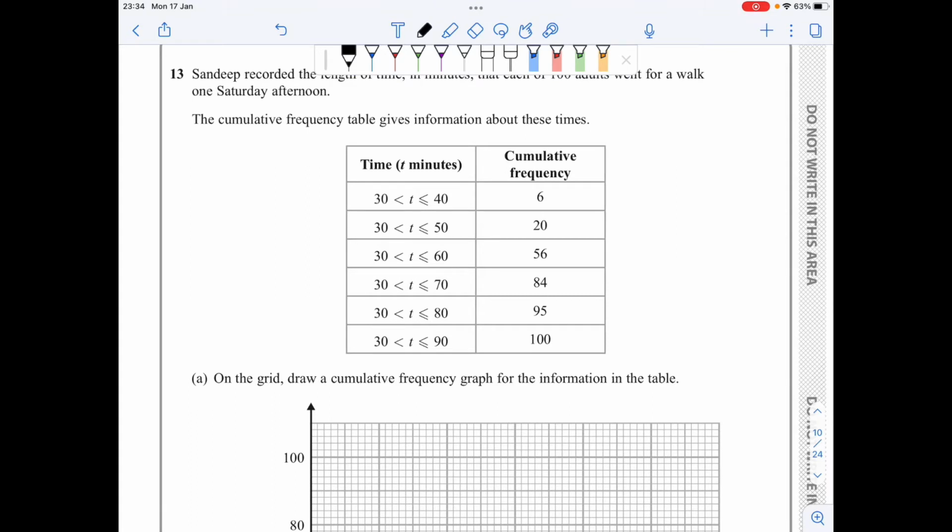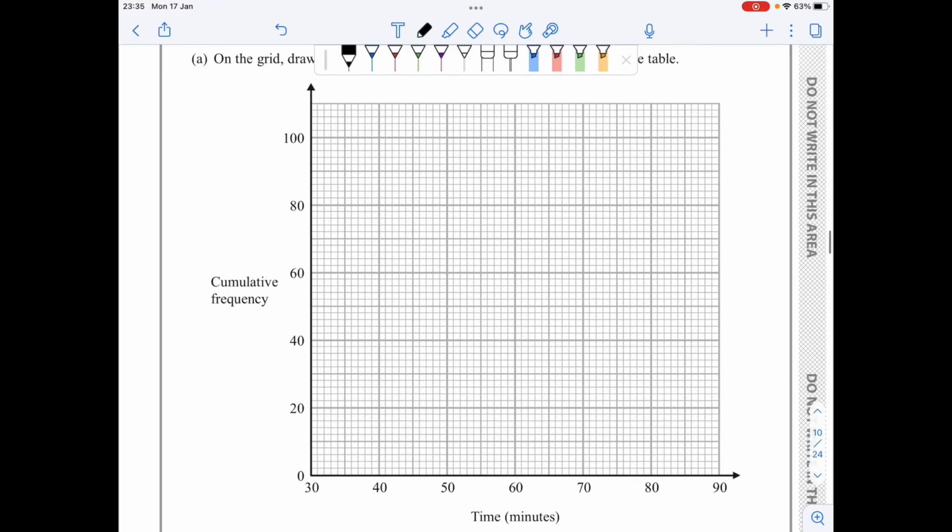For question 13, I need to draw a cumulative frequency graph for this information. Note that this will be my x coordinates, and the cumulative frequency will be the y coordinates. I'll need to start from the lower bound of the smaller category, from 30. So this is how my graph will look like. And then I need to join the points either using a curve or line segments. I'll go with line segments.